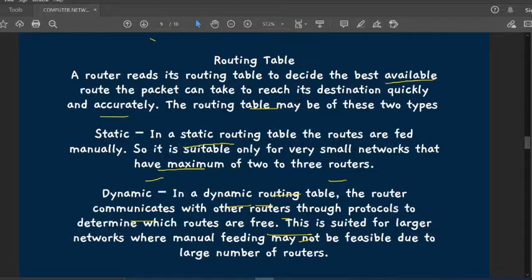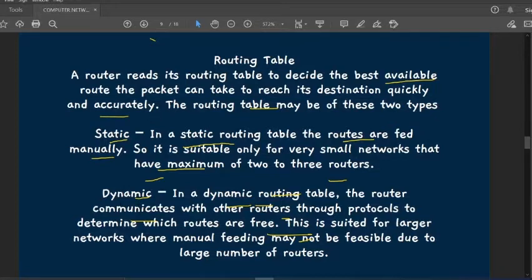The routing table may be of two types, static and dynamic. Static, as the name suggests, is fixed, for small networks. In a static routing table, the routes are fed manually. That is, whatever path is to be followed is manually told or fed there, and there is no option for the router to decide on its own. So it is suitable only for small networks that have a maximum of 2 or 3 routers.